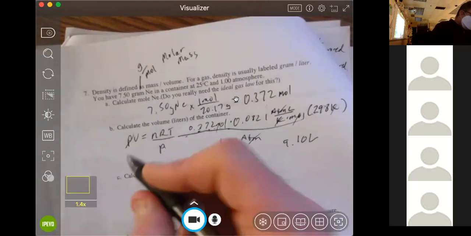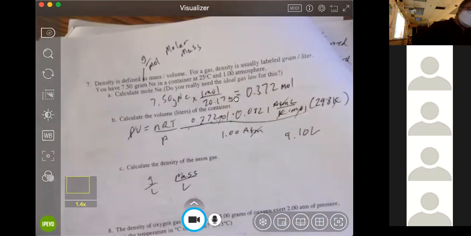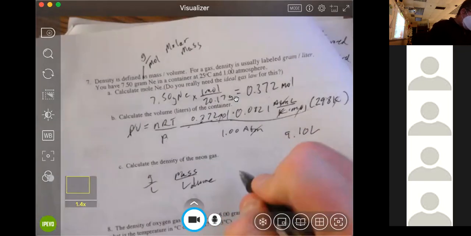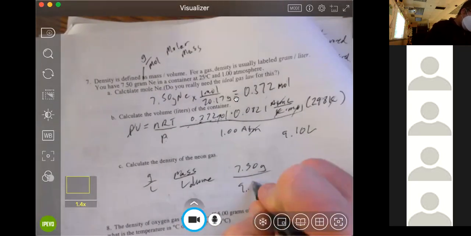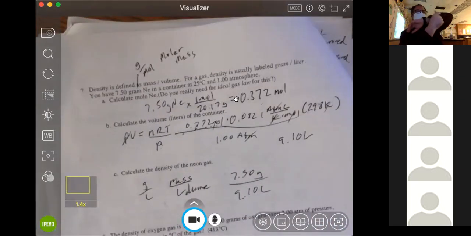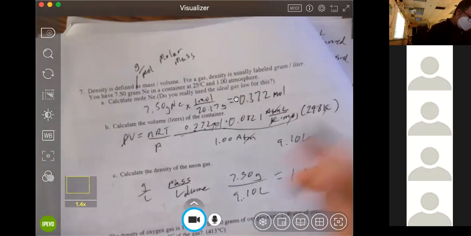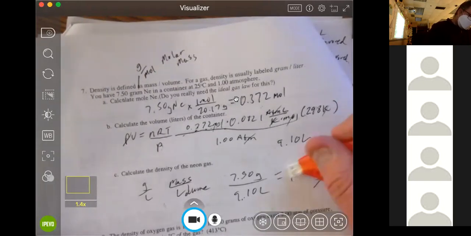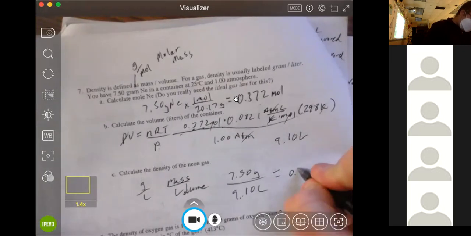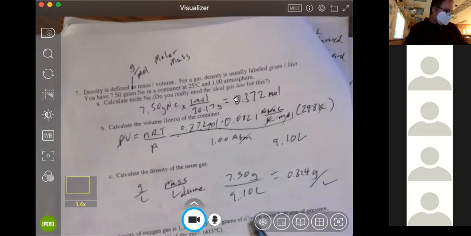Then it says calculate the density. Well, density is grams divided by volume, or mass divided by volume. So we take the mass, which is 7.50 grams, and we divide that by 9.10 liters. 7.50 grams divided by 9.10 liters. The answer is about 0.8241. There we go. 0.824 grams per liter. That's the density of neon.